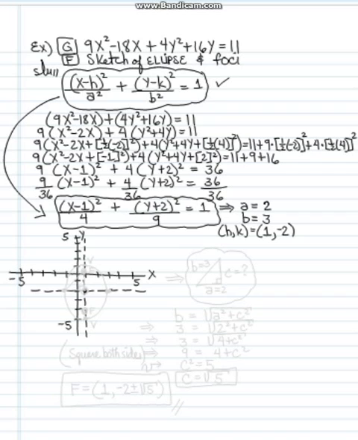2 units to the right takes us here. 2 units to the left takes us here. Now, this would be the same distance on each side if I had drawn the scale better. Then we're going to go b equals 3 units up, 1, 2, 3, and 3 units down, 1, 2, 3.